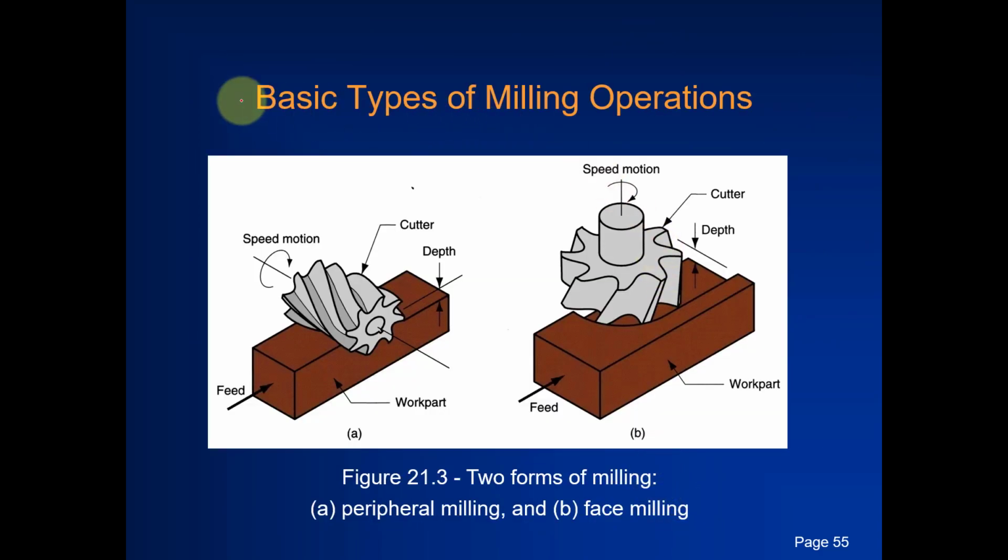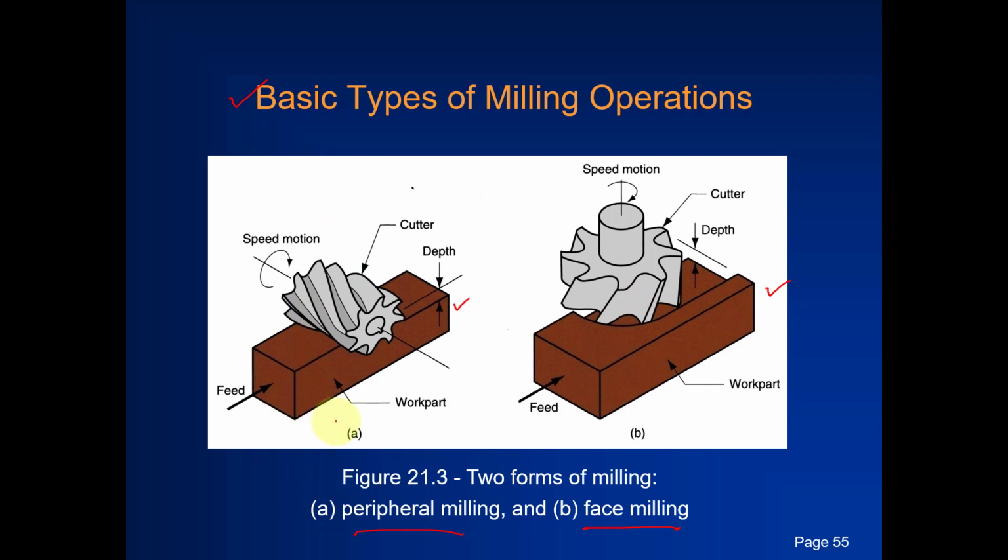Now there are two basic types of milling operation. The first one is known as peripheral milling, and the second one is face milling. Both diagrams have been shown over here. This is for peripheral milling and this is for face milling. The end product of both operations will be the same, but there is a difference.